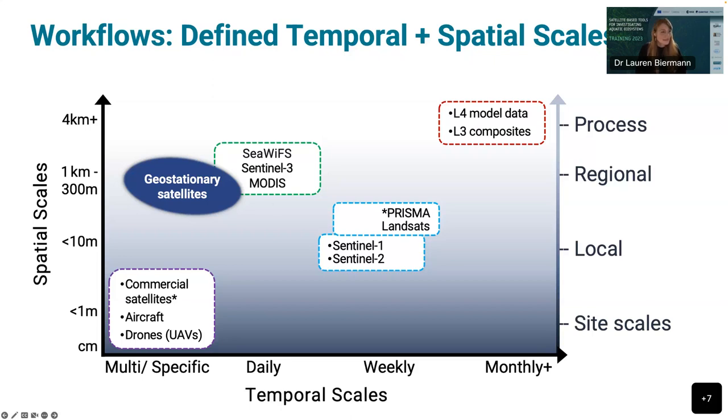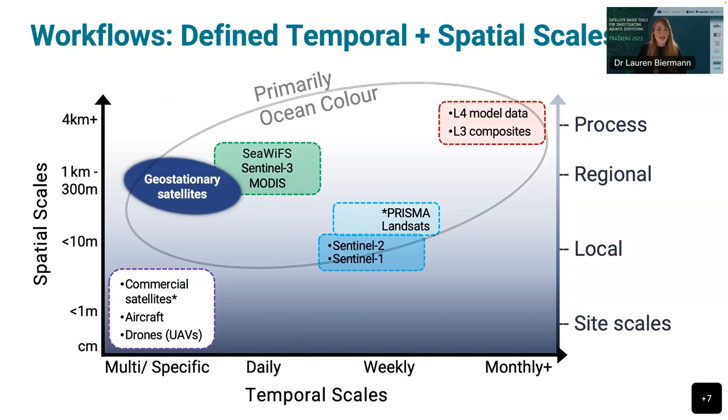The ocean color satellites that I'm going to talk about today give you data on daily scales at resolutions of about 300 meters to 1 to 4 kilometers. Then if you need data multiple times a week or multiple times a month, you get these satellites at higher spatial resolutions and temporal resolutions of about a week. And then at the process scale, if you want data once a month, once a season, or annually, you start to look at these level 3, level 4 composites. This will make sense to you by the end of the talk, and I'm going to talk to you a little bit more about these satellites within this realm, and I'm going to focus specifically on ocean color.